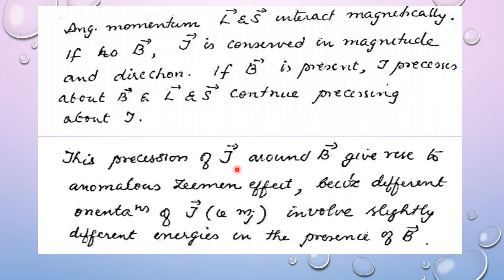This is the reason why such an effect appears. The precession of J around B gives rise to the anomalous Zeeman effect because of different orientations of J, which are represented by Mj. The space quantization quantum number Mj involves slightly different energies in the presence of B. So in the presence of a magnetic field, the Mj will have different orientations and slightly different energies. That is how we explain the anomalous Zeeman effect.